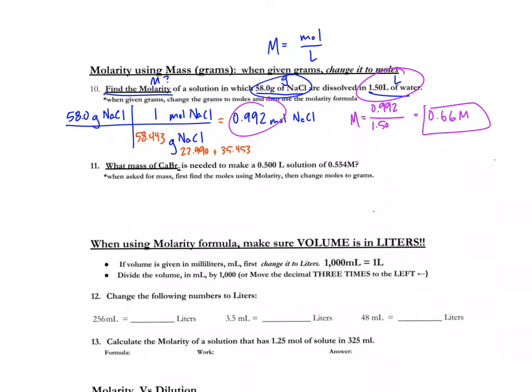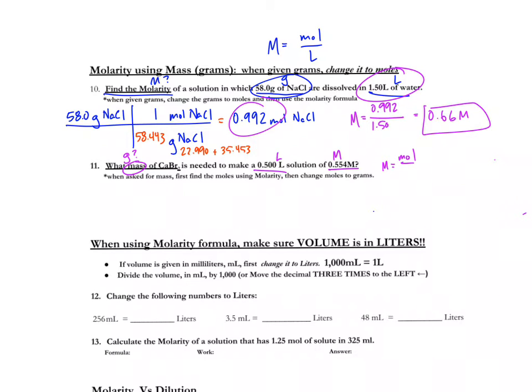It says, what mass of calcium bromide is needed to make a 0.5 liter solution of 0.554 molar? So it's telling me the concentration. This is M. And I want to know mass. So it's asking me to solve for grams of calcium bromide. So that gives you a hint. Here it says, when asked for mass, first find the moles using molarity, and then change moles to grams. Okay? And the reason I want to do that is because my equation is M equals moles over volume. And you'll notice that there's no grams in this equation, therefore it's not going to do me any good.